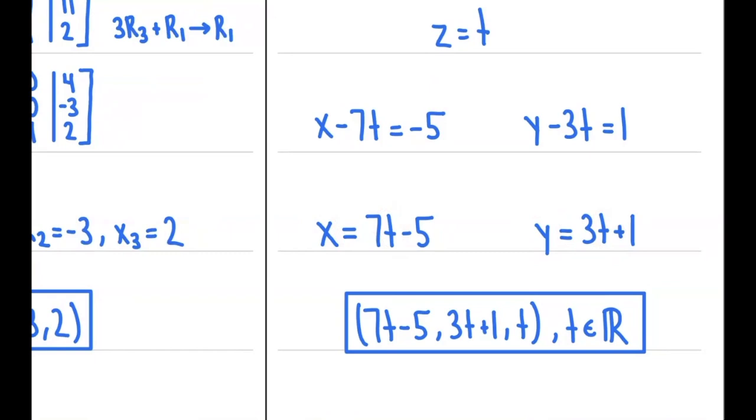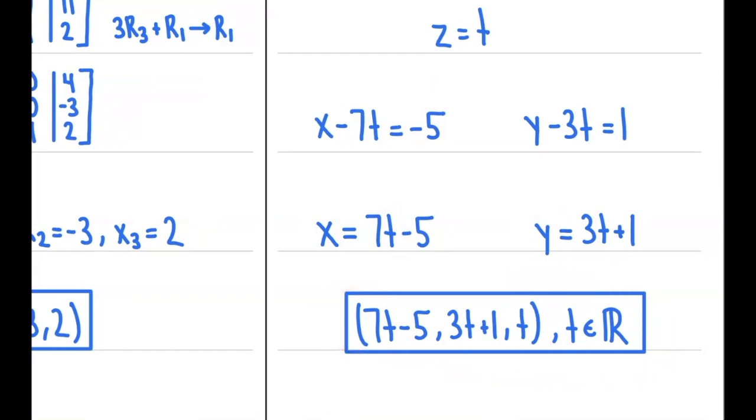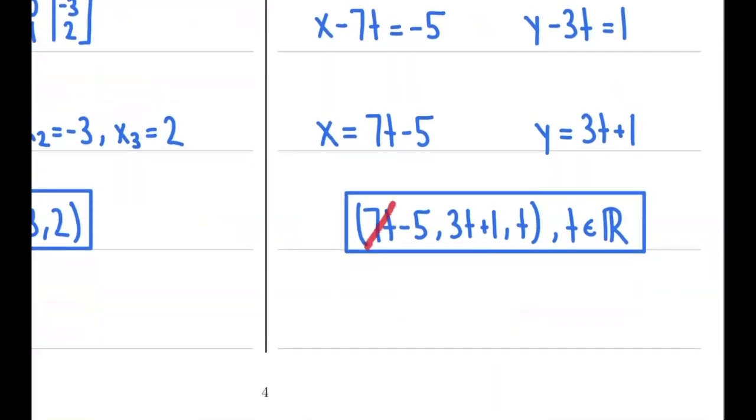They depend on the parameter t. One other thing: this is the general solution, but if you want particular solutions, you just need to give a specific value to t. So for example, if t equals 0, this is gone, this is gone. -5, 1, 0. That's one possible solution.